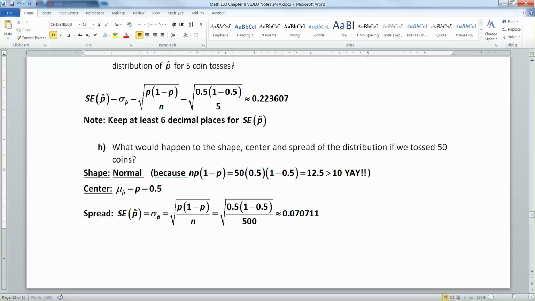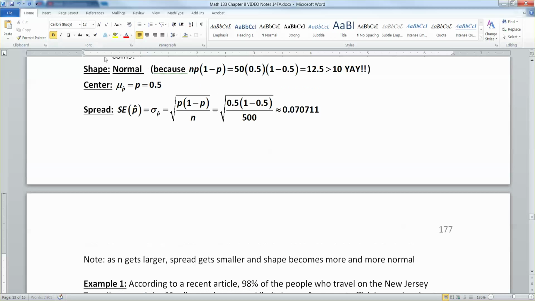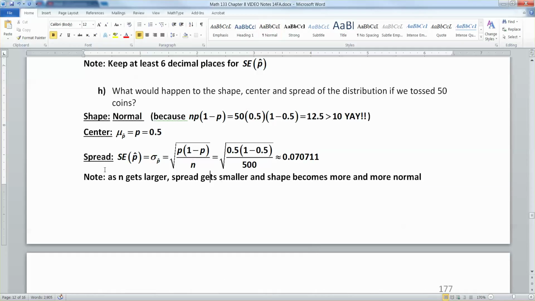Here we go. So make a note. As n gets larger, spread gets smaller. And shape becomes more and more normal. It's more and more normal, but with a smaller spread. There, and I just bolded that and put it right there.